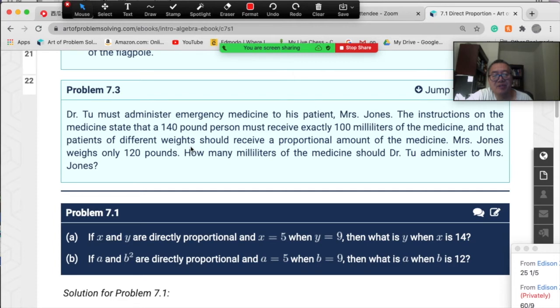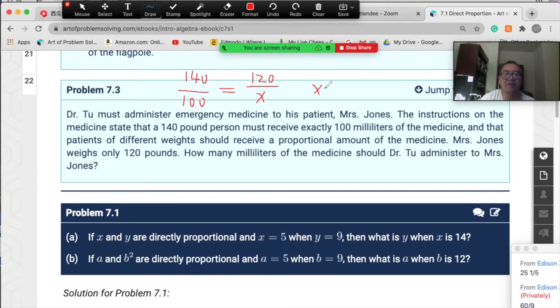I give everybody 1 minute to solve this problem. So this one still is a direct proportion. So then they ask you how many milliliters of medicine should Dr. 2 administer to Mrs. Jones. You know, for a 140 pound person, they can get exactly 100 milliliters of medicine. Now, Mrs. Jones is only 120 pounds. Then they ask you how many milliliters of medicine Mrs. Jones should take. So then you get this equation, right?